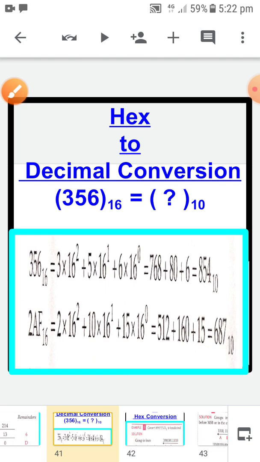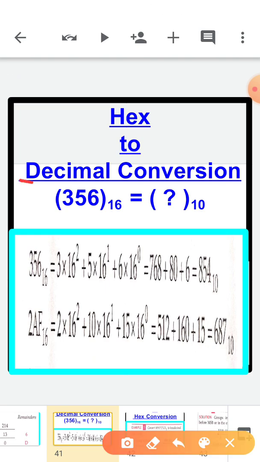Okay, now the next conversion is hex to decimal conversion. Now a hexadecimal number is given to you. You have to convert it into decimal form. When you have to convert into decimal form, you need to use the positional value chart. Let me give you an example in the notebook, children, for this.